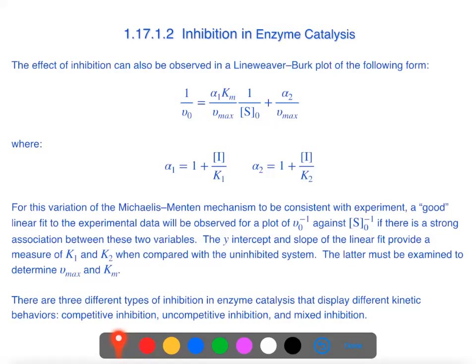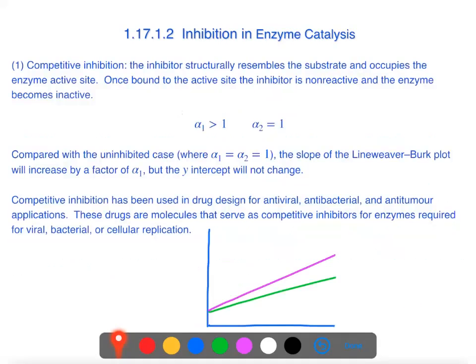Now let's look at three different types of inhibition in enzyme catalysis. Each of these displays a different type of kinetic behavior. The three types are known as competitive inhibition, uncompetitive inhibition, and mixed inhibition. In competitive inhibition, the inhibitor structurally resembles the substrate and occupies the enzyme active site. Once bound to the active site, the inhibitor is non-reactive and the enzyme becomes inactive.